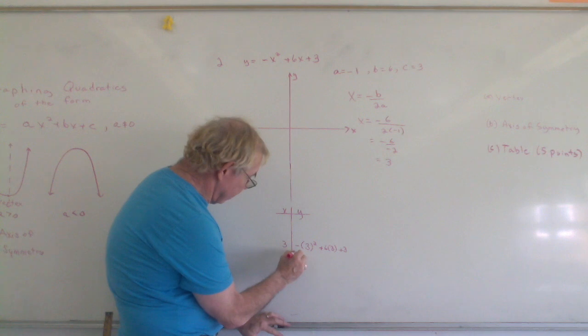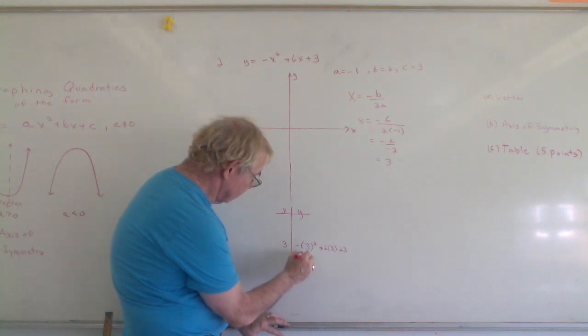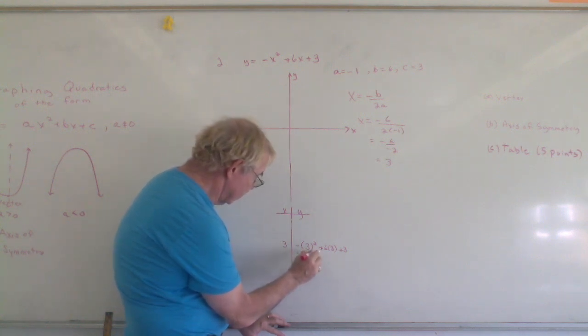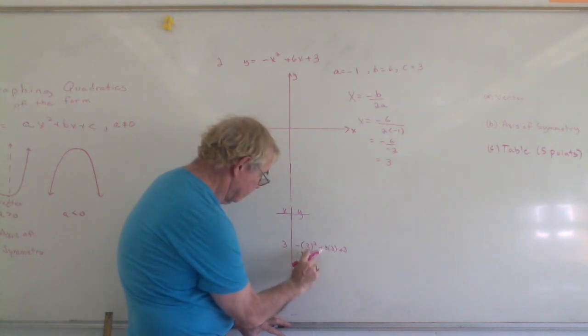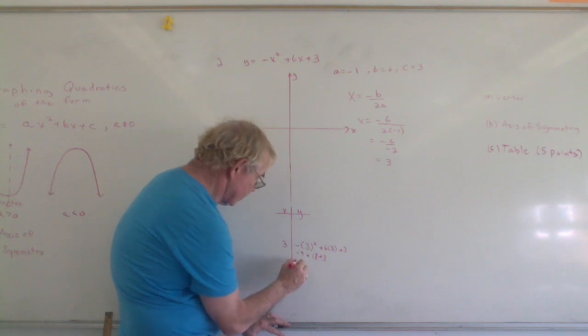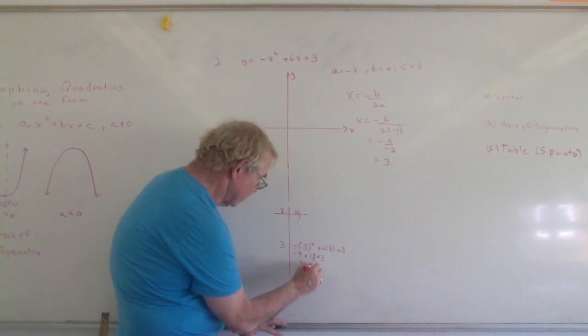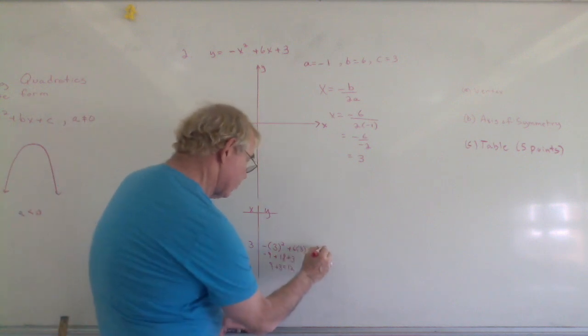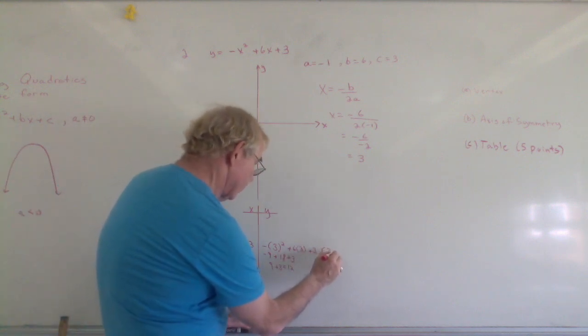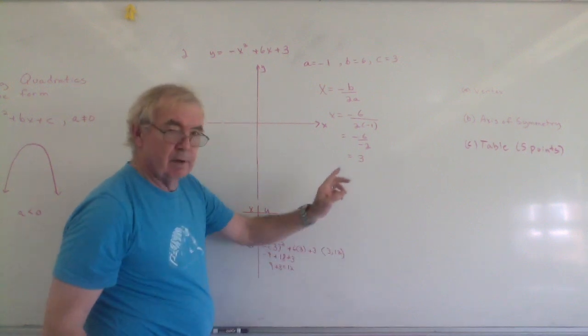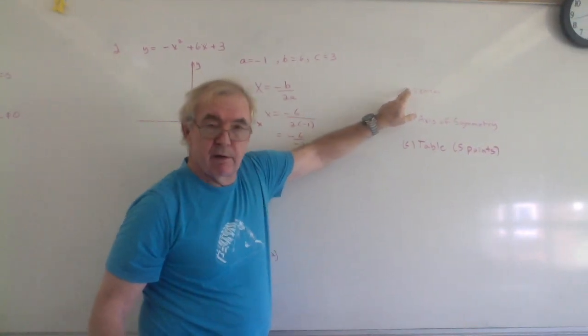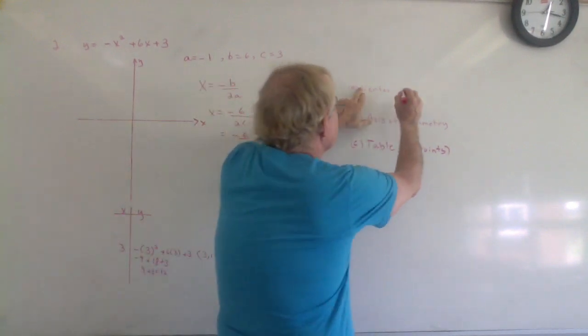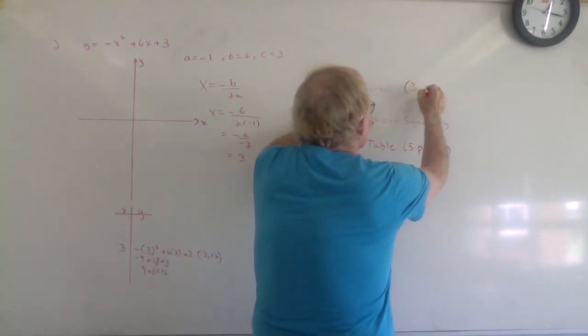This will give us -9 plus 18 plus 3, which is +9 plus 3, which is 12. So our vertex is the point 3, 12, and we come over to here and put our vertex as 3, 12. Very good.